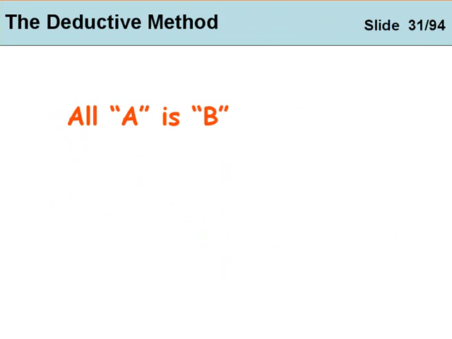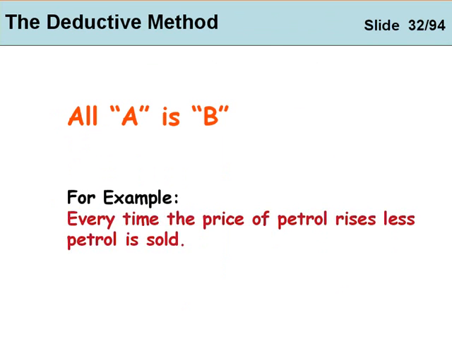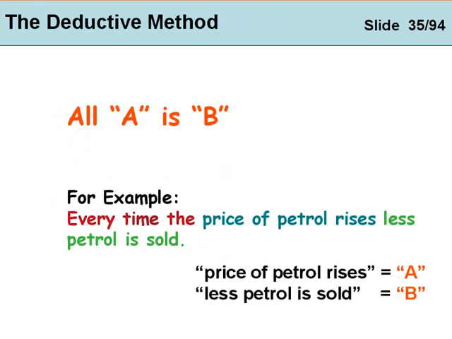We say that all A is B. All swans are white. Every time the price of petrol rises, less petrol is sold. All A is B. So, the example, every time the price of petrol rises, less petrol is sold. Let's stick with that example. Now, here we've got two parts to the statement. We've got the price of petrol, and we have less petrol is sold. In fact, we've got three parts to the statement. We've got every time, that's like all. The price of petrol rises, that could be A, and less petrol is sold is B. So we have our statement equivalent to our A, B's, and so on.